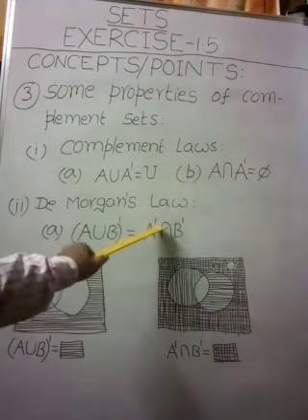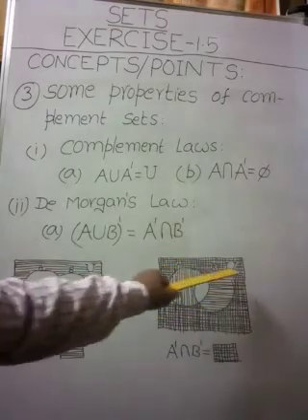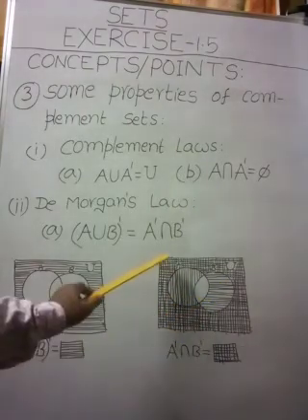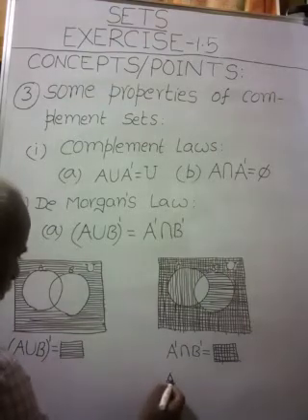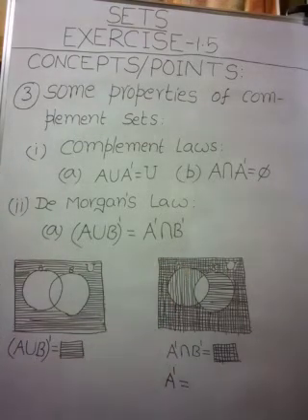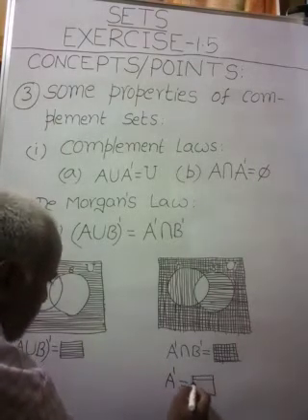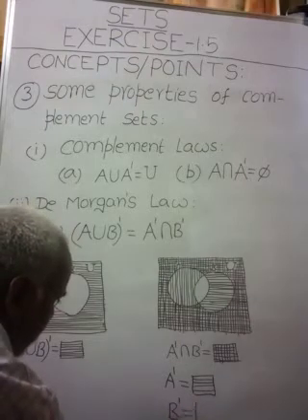Here A complement intersection B complement. See here, here also I have taken the universal set, and A and B are two sets. A complement I have shaded with horizontal lines, and B complement is denoted by vertical lines.